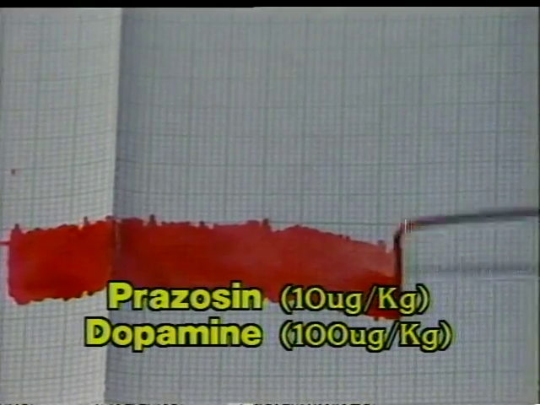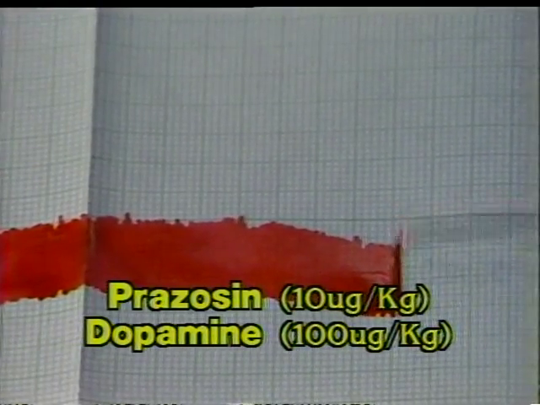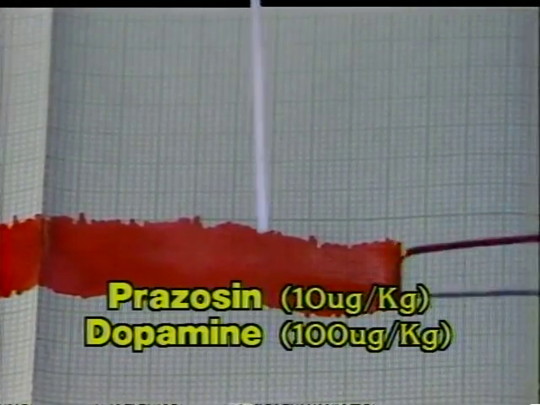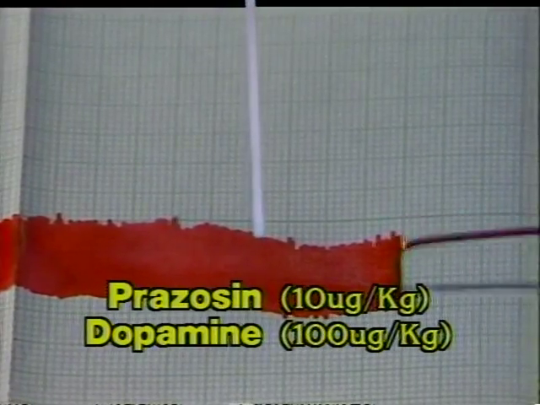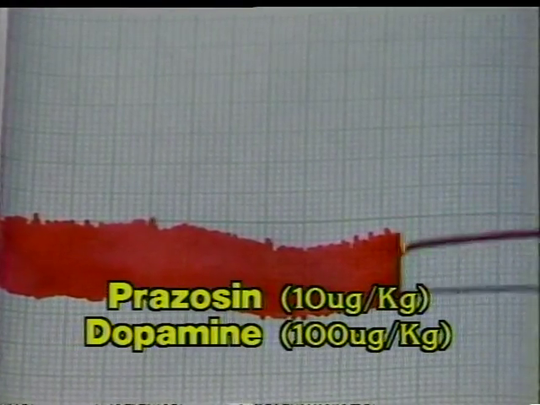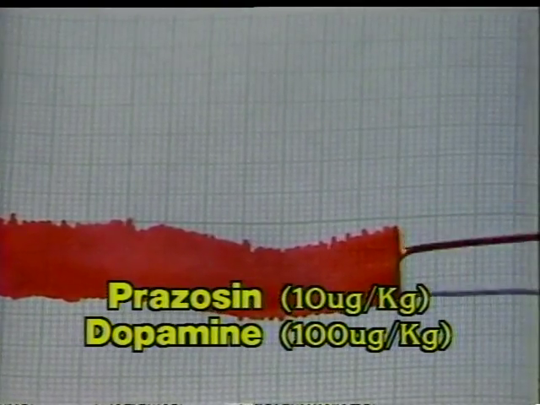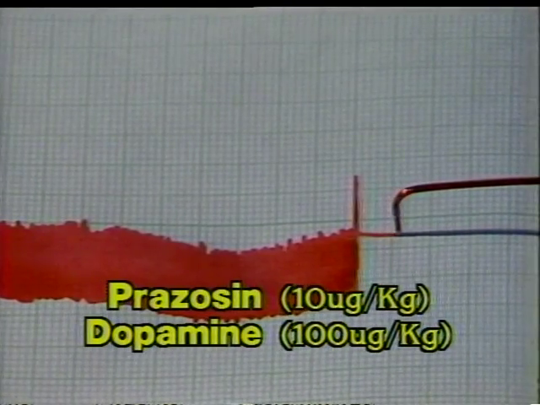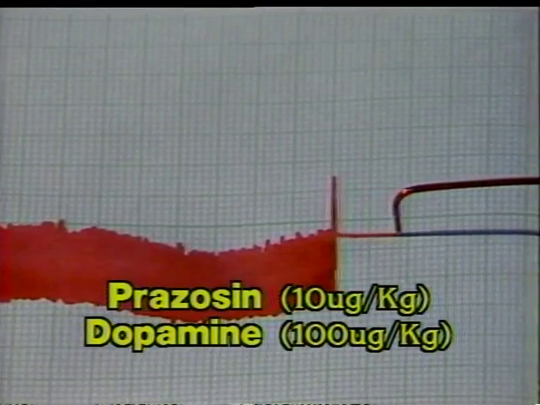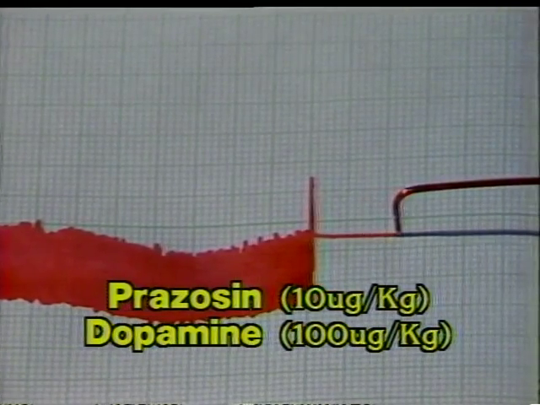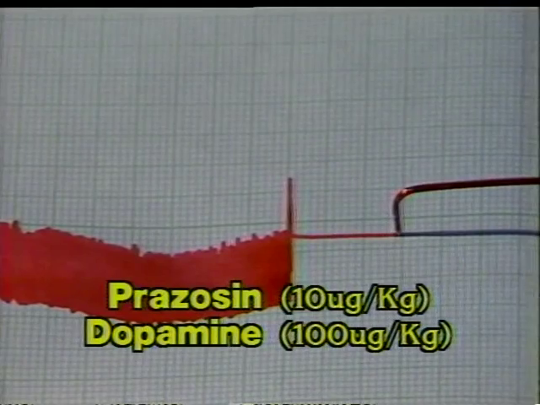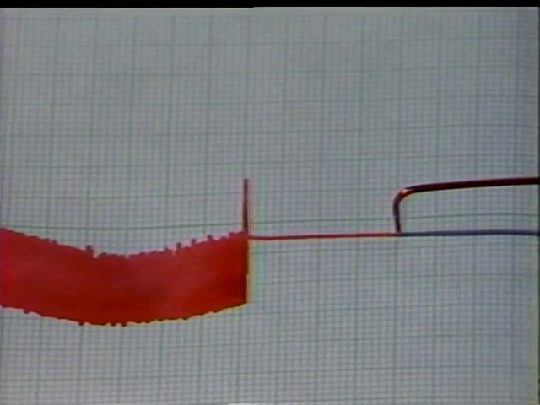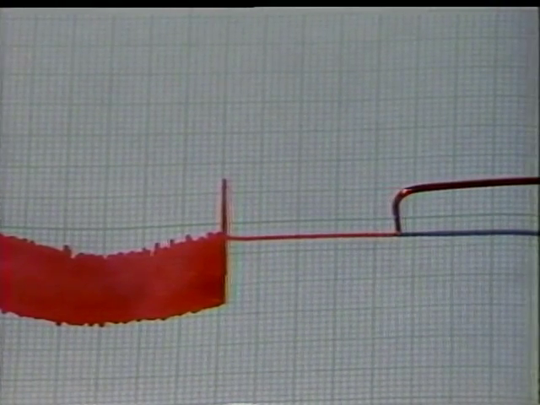As expected, a decrease in blood pressure is obtained in the alpha-blocked dog following administration of dopamine. Dopamine has the ability to increase renal blood flow while producing a positive inotropic effect as well as peripheral vasoconstriction. And this is considered useful in the treatment of cardiogenic shock where perfusion to the kidney is important.